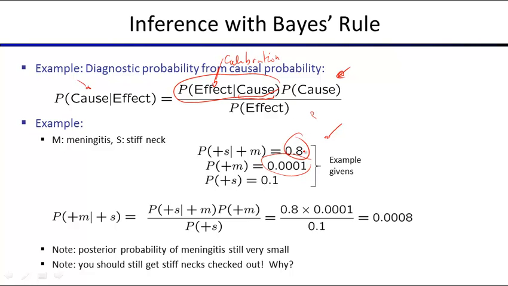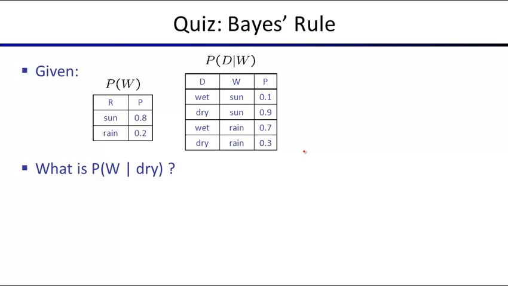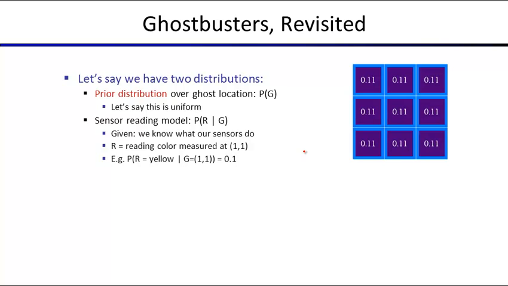Why? Because the utility value of not getting it checked out and having meningitis is extremely low, right? You pass away. That's the lowest, for most people, the lowest you can get. It's just something to keep in mind. So I'm going to let you do this quiz on your own and revisit Ghostbusters so we can get to the end here.